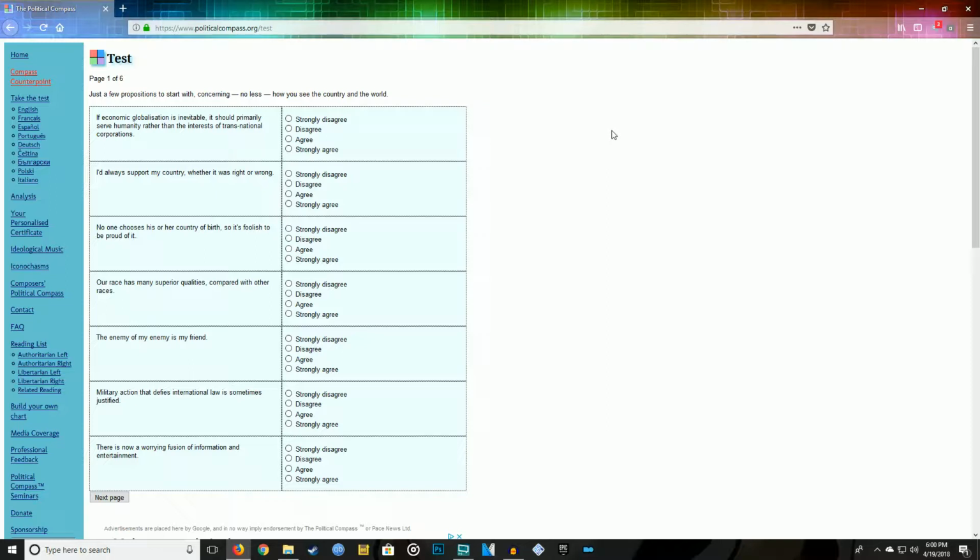It says just a few propositions to start with concerning, no less, how you see the country and the world. So the first one is, if economic globalization is inevitable, it should primarily serve humanity rather than the interest of transnational corporations. That I strongly agree with. I am always for serving humanity. I am a secular humanist, as well as being on the political left, as well as also being an atheist. Well, secular means without religion, so yeah.